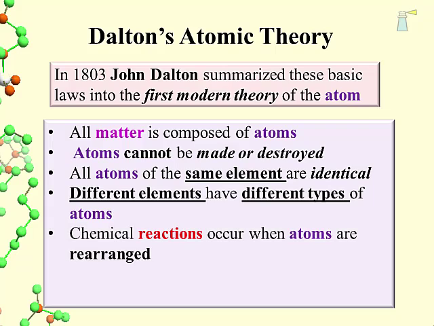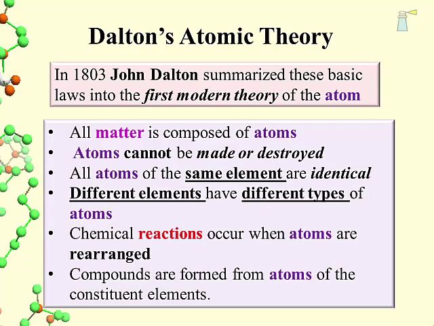Chemical reactions occur when atoms are rearranged. Law of definite proportions, law of multiple proportions. And finally, compounds are formed from the atoms of the constituent elements. Law of definite proportions. Water is composed of the elements hydrogen and oxygen. It is made up of 2 hydrogen atoms and 1 oxygen atom.